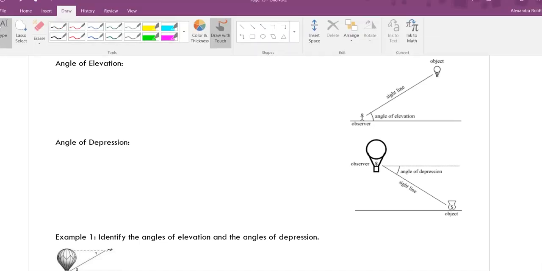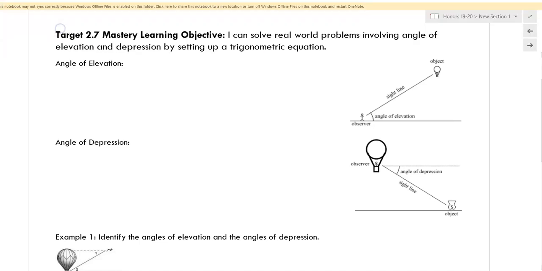Hey guys, we're now looking at target 2.7. It says I can solve real world problems involving angle of elevation and angle of depression. So we'll look at what those are, and then by using a trigonometric equation, we're doing more solving with trigonometric equations, just like we've done the past few days. But now it's just going to be word problems.